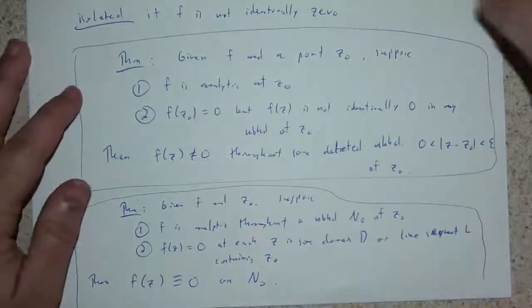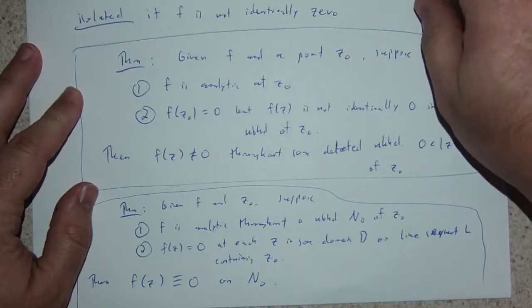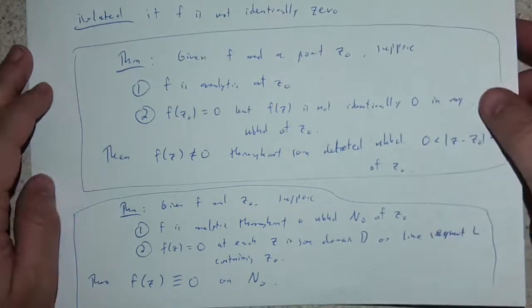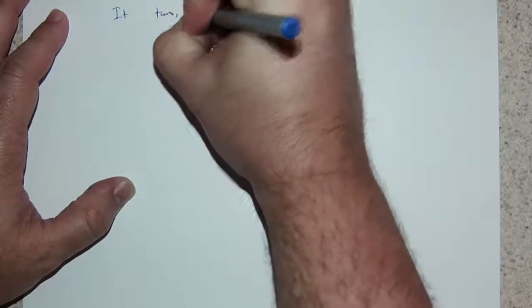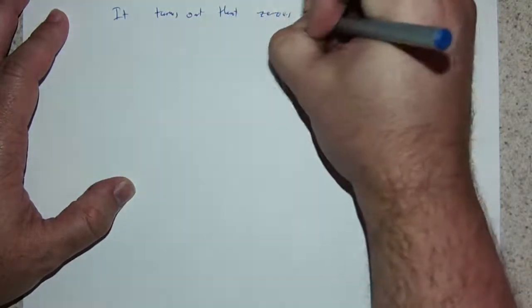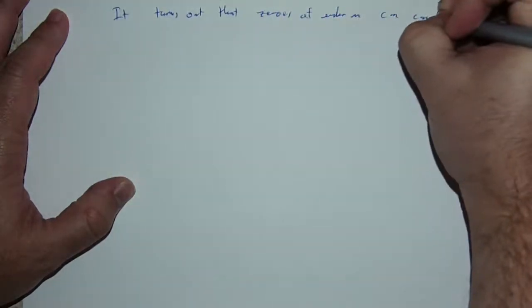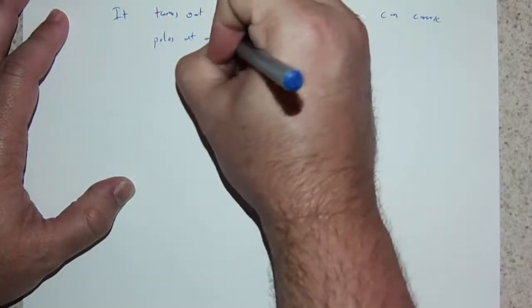Now, the reason for stating these is to give you an idea of what's going on here, and to foreshadow the next fact, which is that zeros and poles are closely related to each other. In fact, it is going to be a major result for us that zeros of order m can cause poles of order m in a very specific way. So how does this work? It turns out that zeros of order m can cause poles of order m.